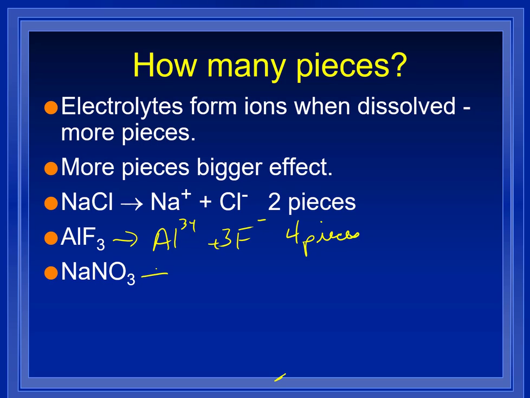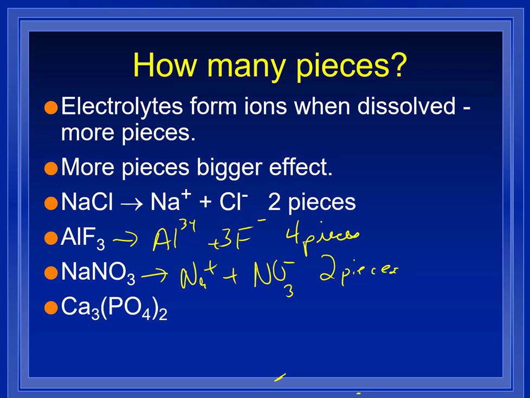Well, remember the secret to this was using the name. NaCl is sodium chloride, 1 sodium, 1 chloride, 2 pieces. AlF3 is aluminum fluoride, 1 aluminum, 3 fluorides, 4 pieces. NaNO3 is sodium nitrate, 1 sodium and 1 nitrate. It's only 2 pieces. Polyatomic ions stay together. Because that's what polyatomic ions are, groups of atoms that stay together. So how many pieces in this?